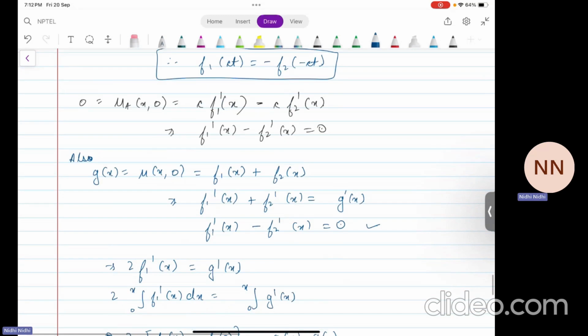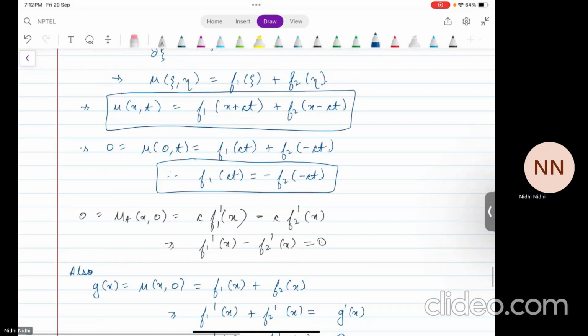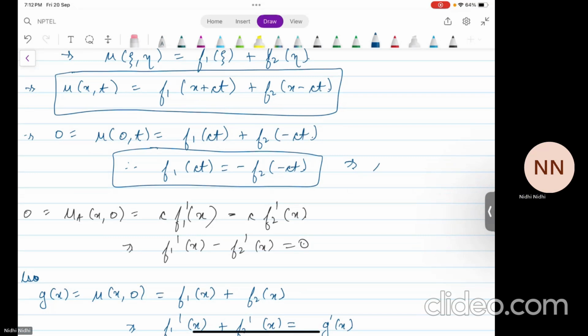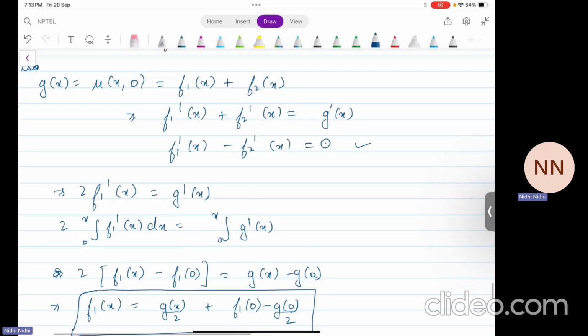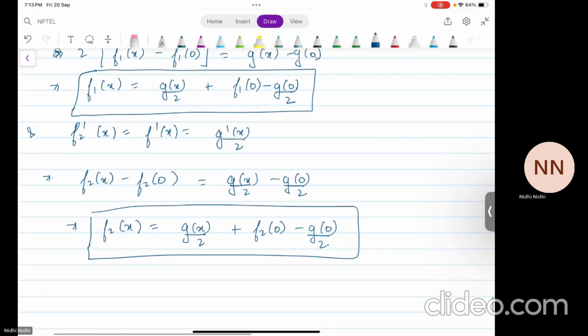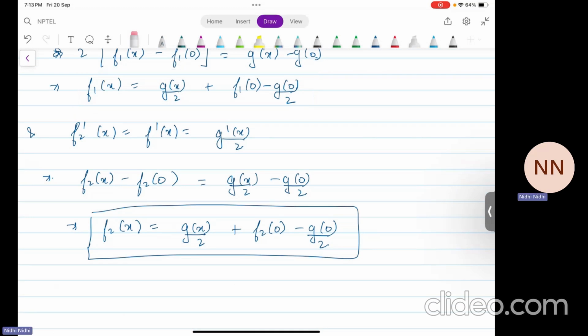Now we haven't used this condition. From here we get that f1 at 0 is equal to minus f2 at 0. So this can be written as g(x)/2 minus g(0)/2 minus f2 at 0.